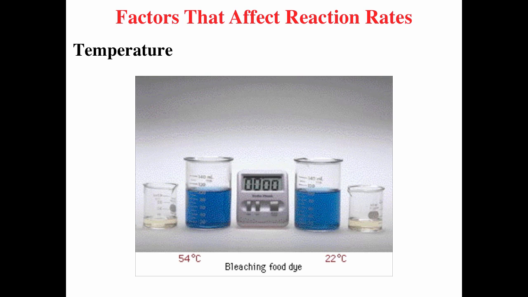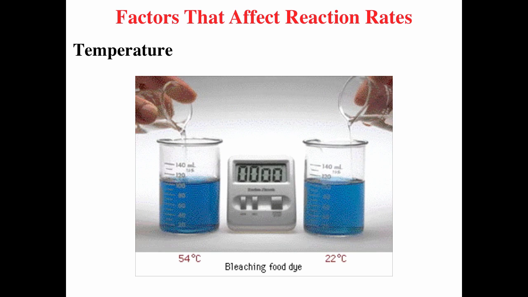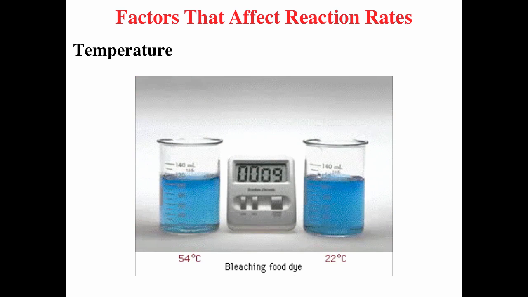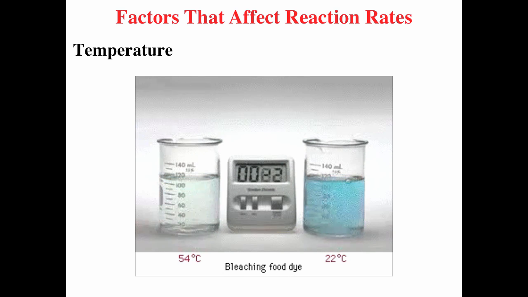If we pour equal amounts of hot and room temperature bleach into separate beakers of colored water, we see that the hot bleach on the left destroys dye molecules more rapidly than the room temperature bleach on the right. And so higher temperature, faster reaction.